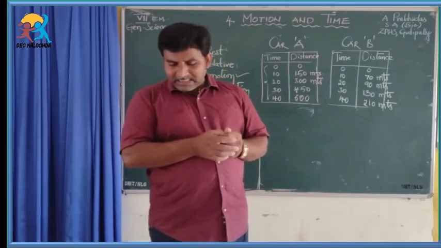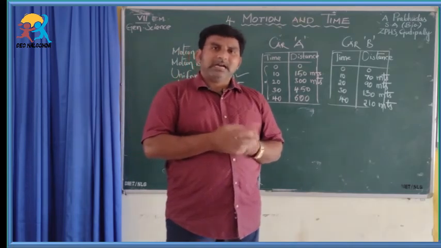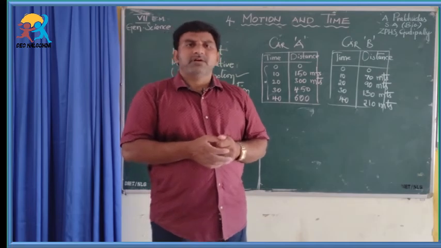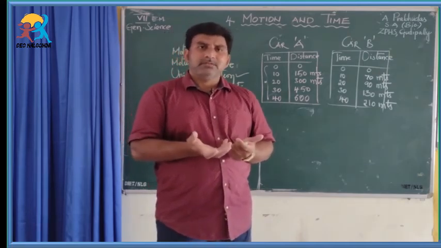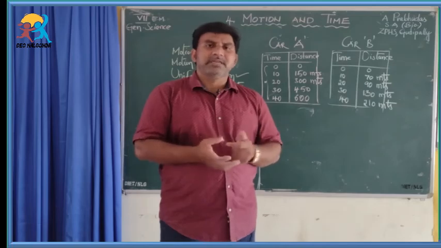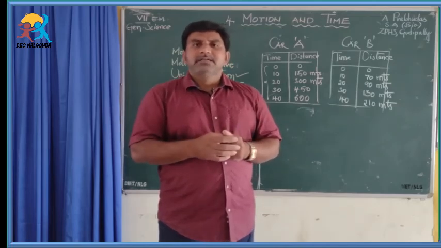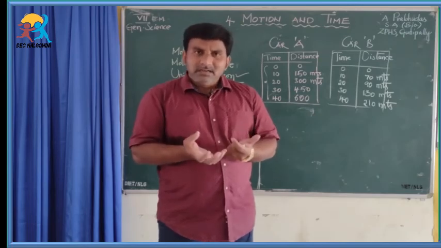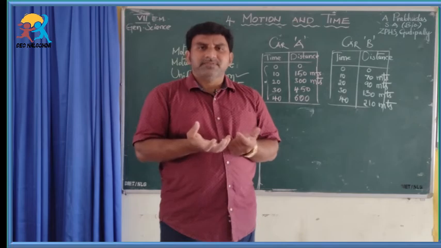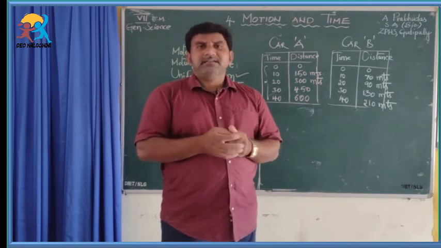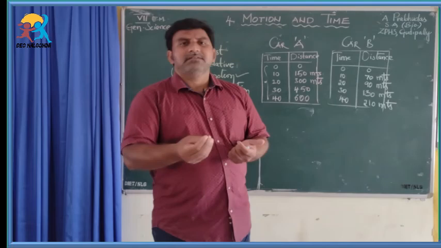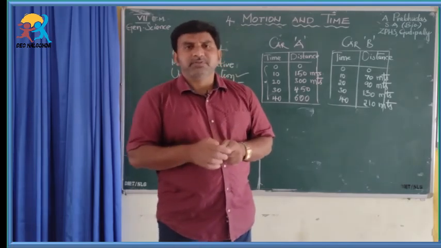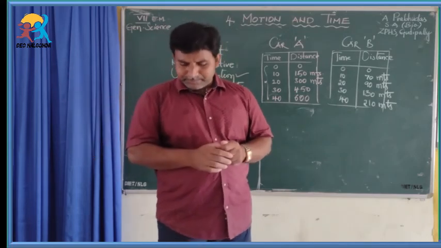Next, kite in the air. The motion of the kite in the air is also an example for non-uniform motion. If the wind is moving with considerable speed, the distance travelled by the kite would be more. But if the wind is moving with a little less speed, then the distance covered by the kite would be lesser. So, it is an example for non-uniform motion.